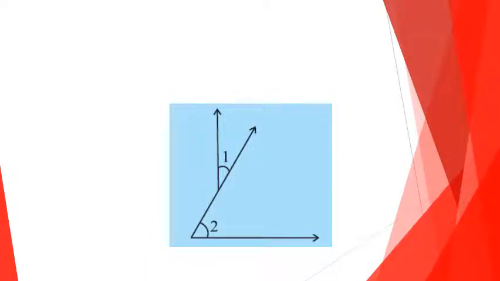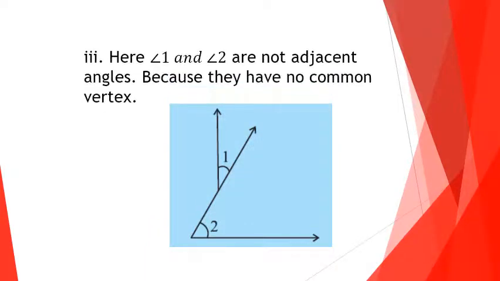And what about this figure? Are they adjacent or not? No, it is not an adjacent angle. Why? Because angle 1 and angle 2 have no common vertex. Their vertices are different from each other. So they are not adjacent angles. Out of the three reasons, if any one is not satisfied, then it will not be adjacent angles. Is it clear?